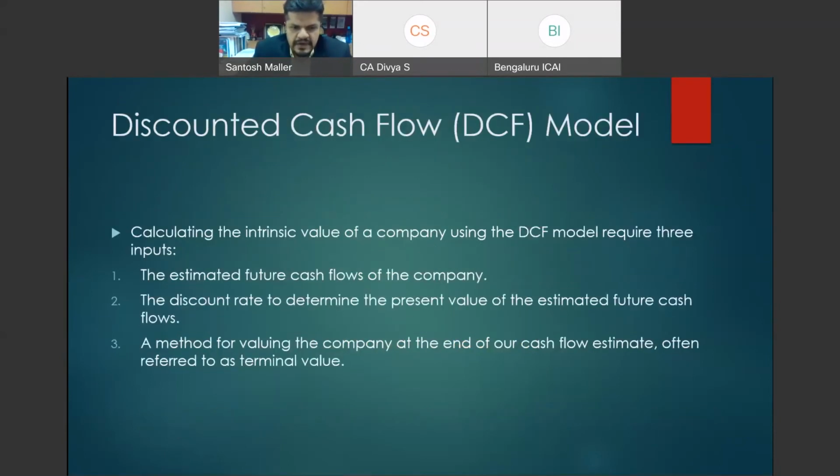So DCF involves three steps basically. Calculating the intrinsic value of a company using the DCF model requires three inputs: the estimated future cash flows of the company, the discount rate to determine the present value of the estimated future cash flows, and a method for valuing the company at the end of the cash flow estimate, often referred to as the terminal value. So basically you project the cash flows of the company.